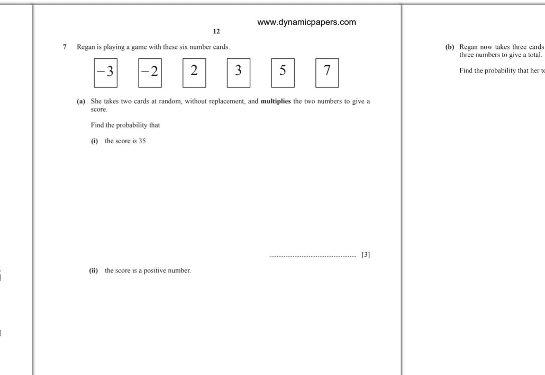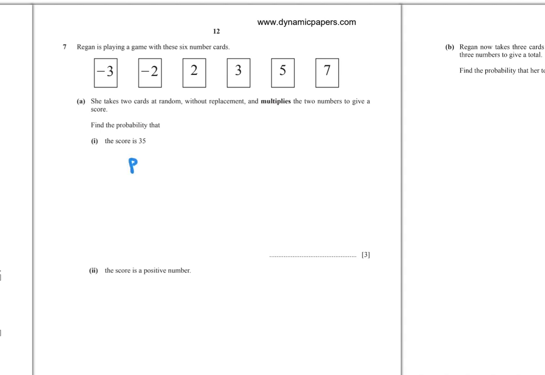Number 7, Regan is playing a game with these 6 number cards. She takes 2 cards at random without replacement and multiplies the 2 numbers to give a score. Find the probability that the score is 35. We will get 35 if we have 5 and 7 or 7 and 5.